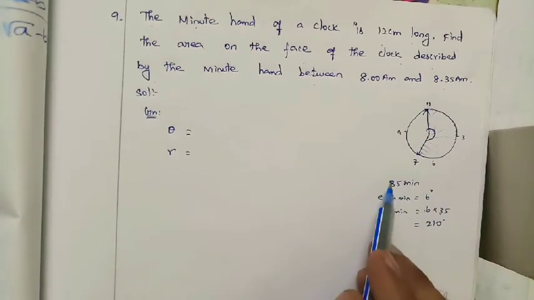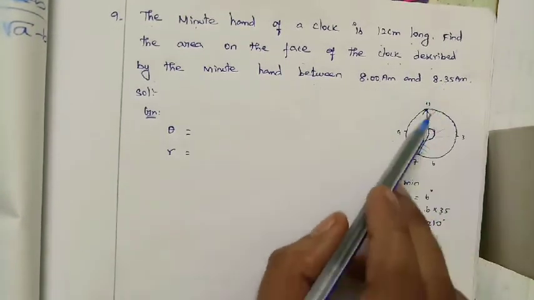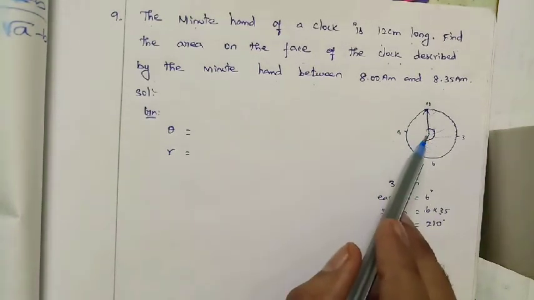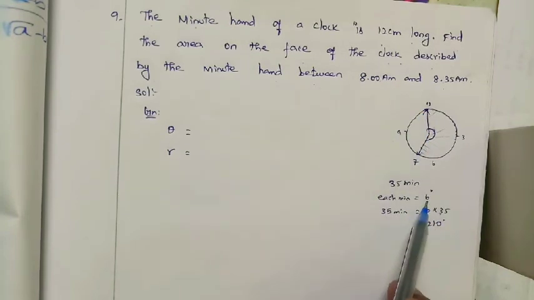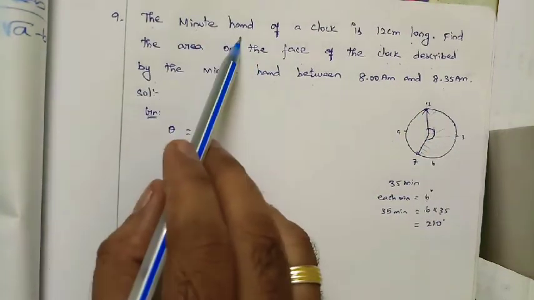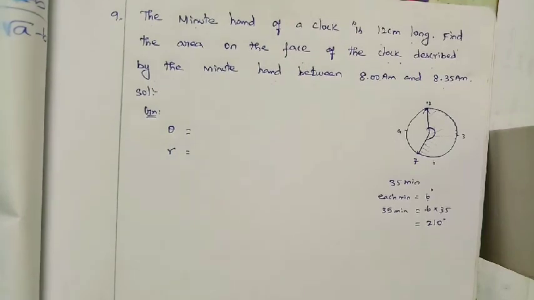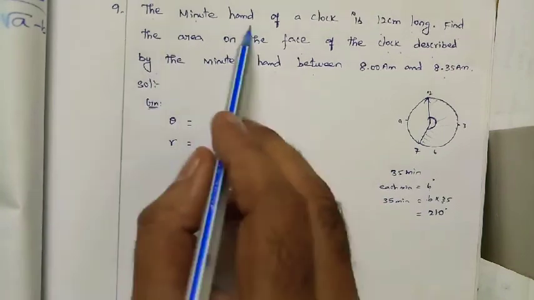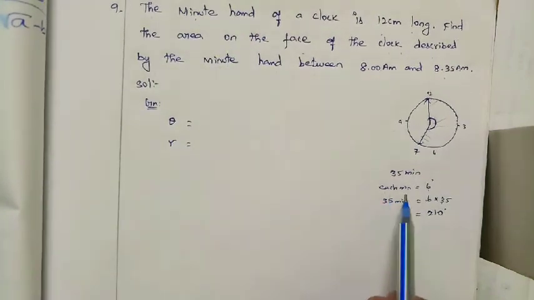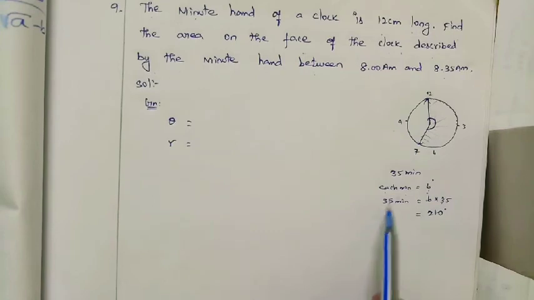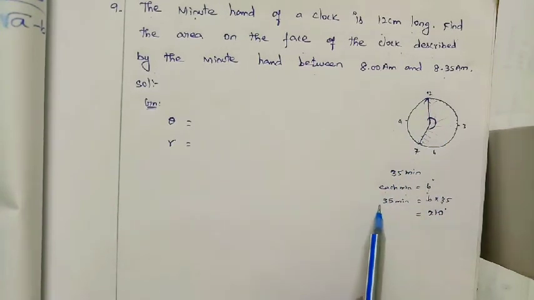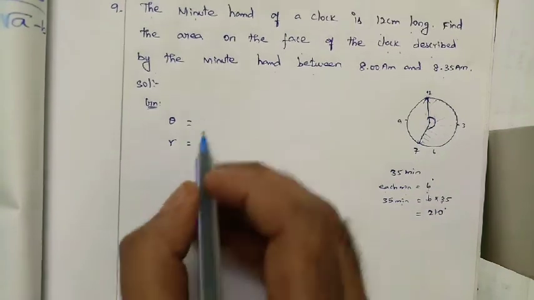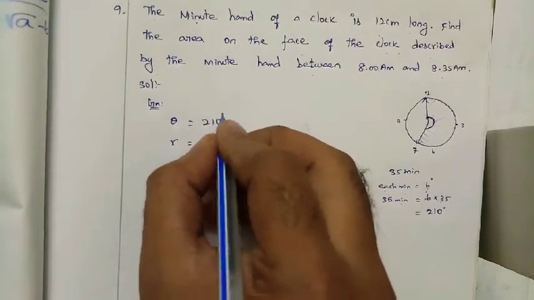How did we find 35 minutes? 8 to 8:35, so totally 35 minutes. For each minute, how much angle is the minute hand describing? 6 degree. They are talking about the minute hand. If it is the hour hand, we would go with the hour hand, which describes 30 degree for each hour. Just leave that. Here we are talking only about the minute hand. So for 35 minutes, 6 into 35 is 210 degree. So theta is nothing but 210 degree.